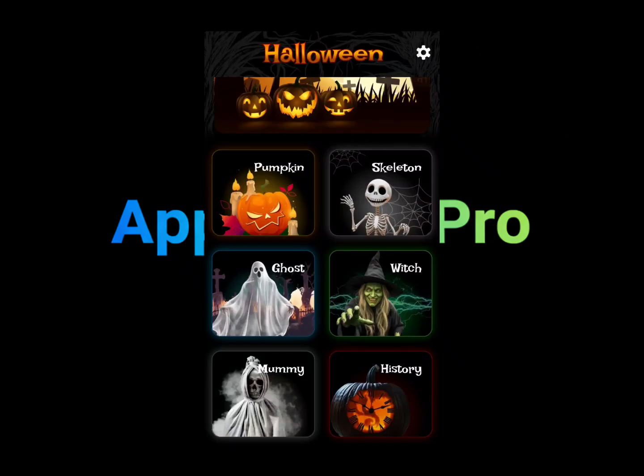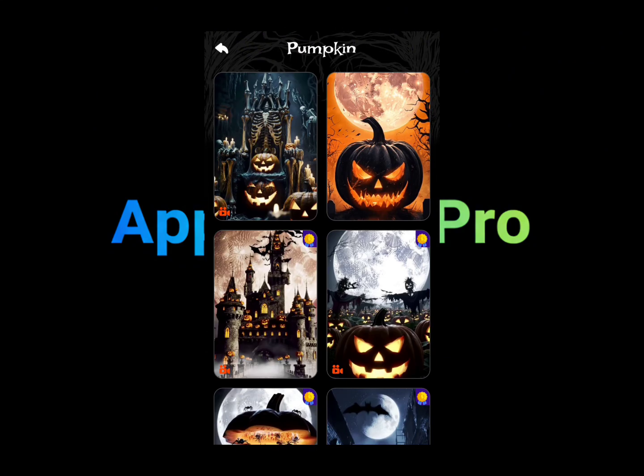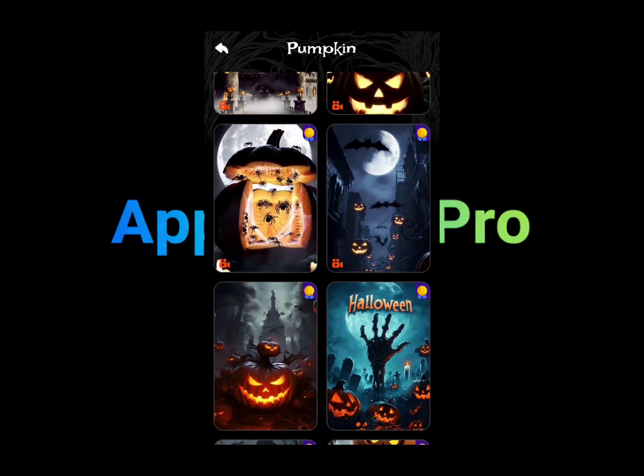papers. So here you have a lot of sections which you can choose from. You have the pumpkin, you have the skeleton, you have the ghost, you have the witch, and also you have the mummy section which you can choose your wallpaper. So let's say for the pumpkin section here, you're going to select a wallpaper from the section here.